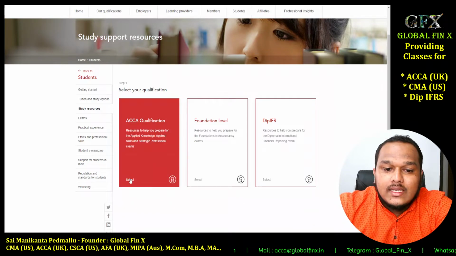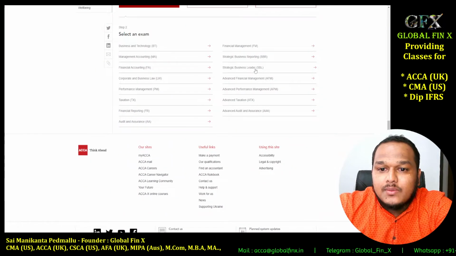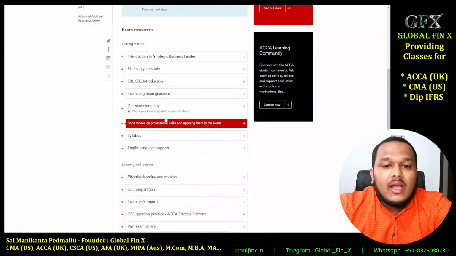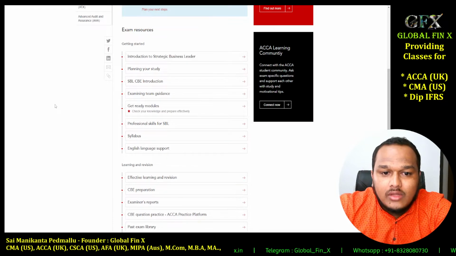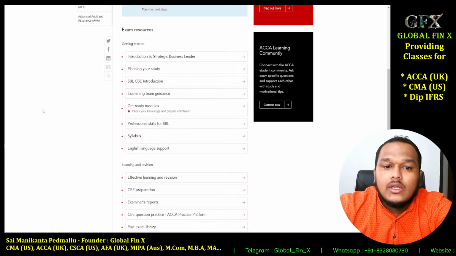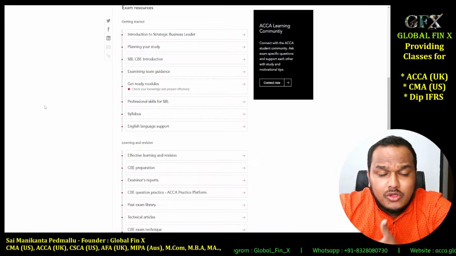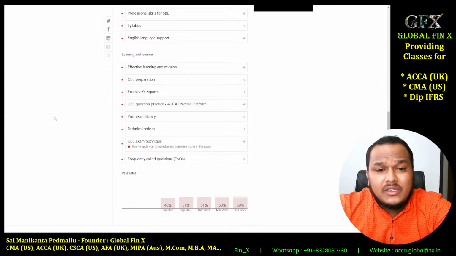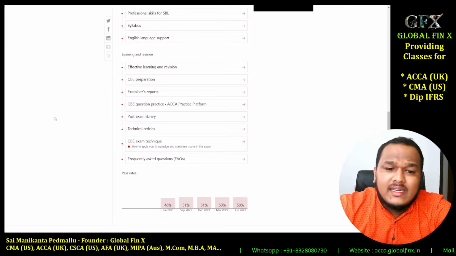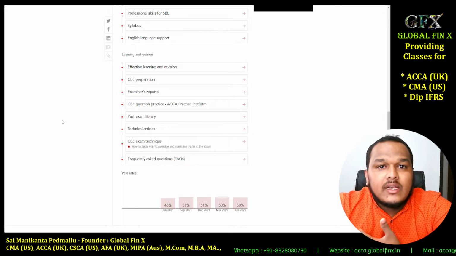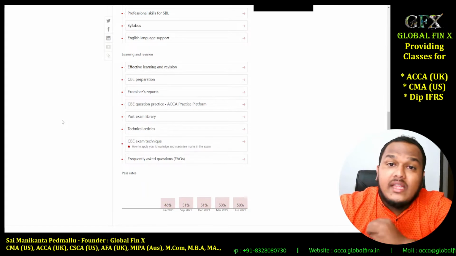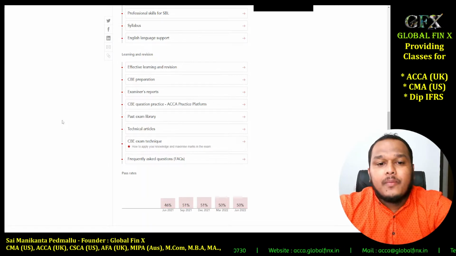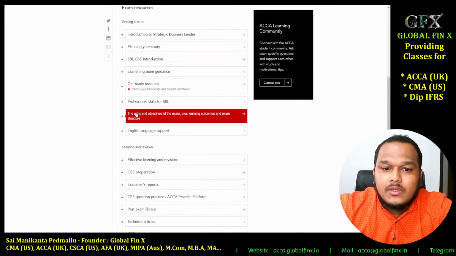I'll be clicking on ACCA qualification and scrolling down to SBL. So let me navigate to SBL. As you can see on your screen, you have introduction of paper, planning, computer-based examination CBE introduction, exam team guidance, getting ready, modules for getting ready, professional skills that are required, syllabus, revision, preparation, examiner's report, past exam library, technical articles. Lots of resources are available, and these resources are very crucial for clearing your SBL examination, not just SBL, any ACCA paper. For this particular video, I'll stick to the syllabus portion of it.